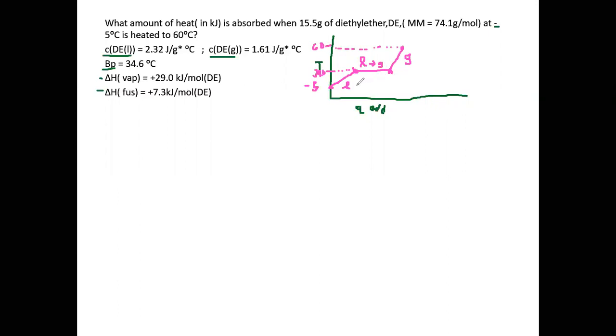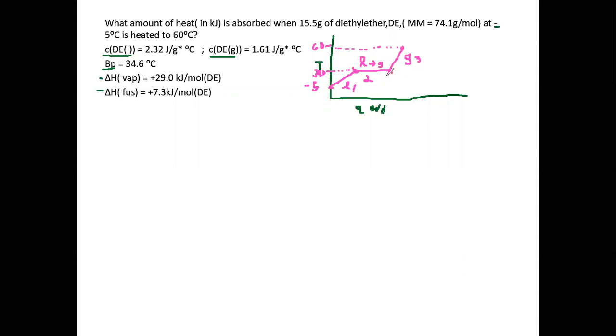And so we're going to have to calculate 3 different Qs. So we have Q1, which is the heat going from -5 to 34.6 degrees Celsius in the liquid state. Q2 is the heat needed to vaporize 15.5 grams of liquid diethyl ether, and Q3 is how much energy is needed to raise the temperature of diethyl ether from 34.6 to 60 degrees Celsius.